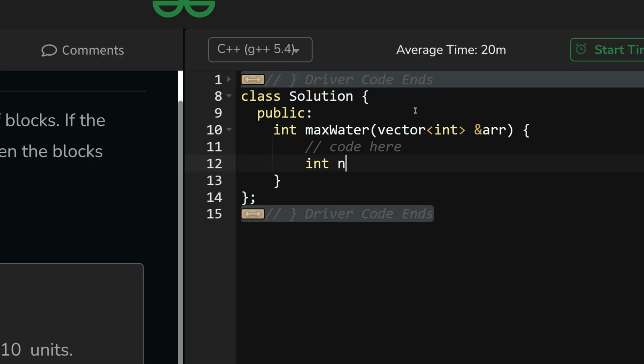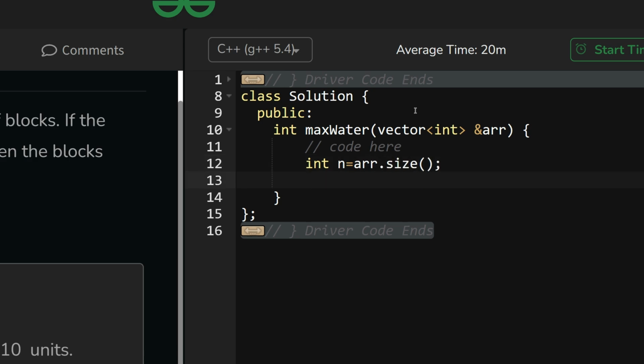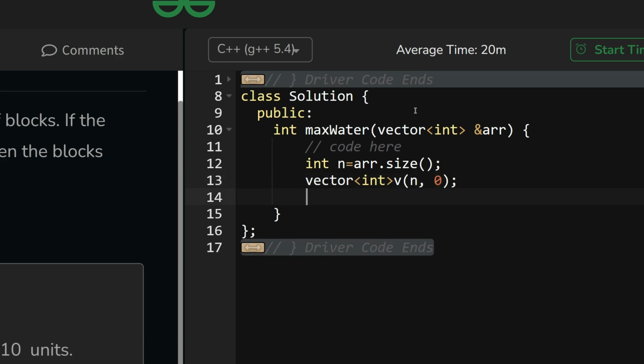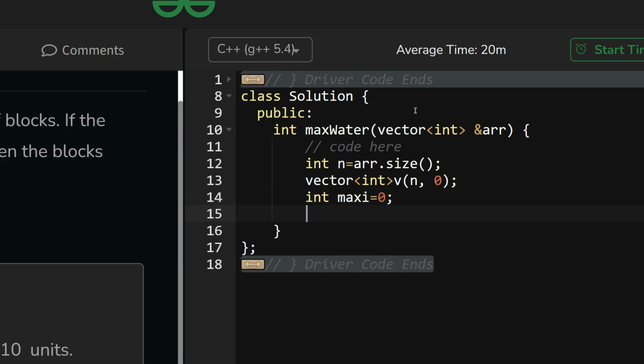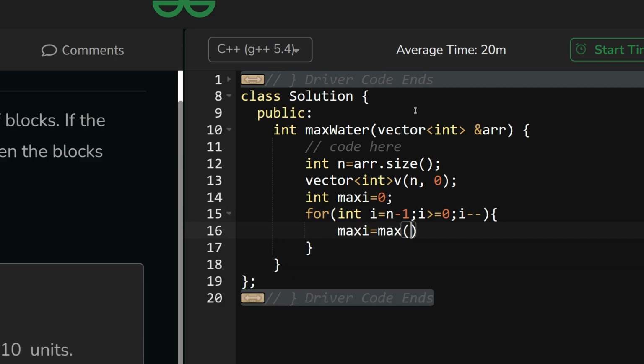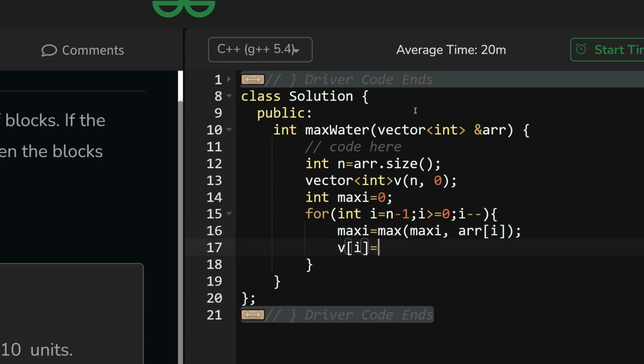So here we are, guys. First of all, int n equals ARR.size. Second, subscribe to the channel. Third, vector int, let us say v only, of size n comma 0. Now int maxC equals 0. For int i going from n minus 1, i greater than or equal to 0, i minus minus, maxC equals max of maxC comma ARR[i]. Now V[i] equals maxC.